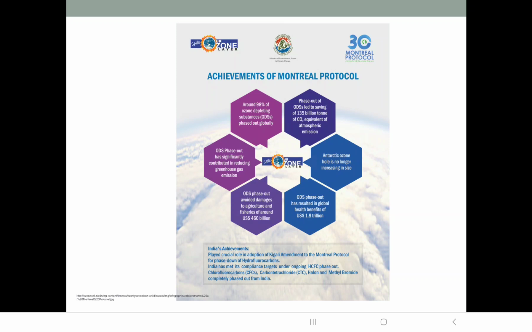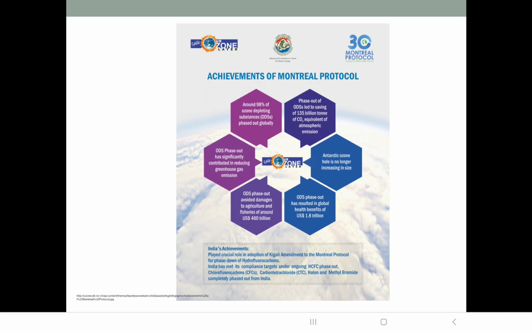Now, what are the positive effects? It has avoided damages to agriculture and fisheries around the world. We have seen how ozone depletion damages the environment, and about 98% of these substances, the ozone depleting substances, are phased out globally. Globally means in the entire world. Around 98% of these substances are completely removed. This is a very positive step. The phase out of ODS led to saving of 135 billion tons of CO2 equivalent of atmospheric emissions. So this is again a positive step.